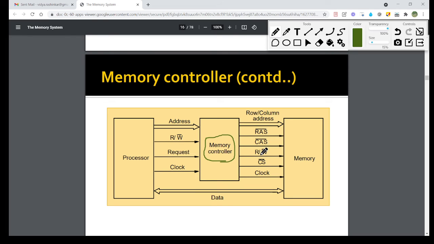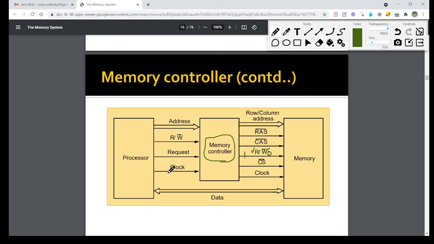Next we have the R/W bar signal. This indicates whether we are writing to the memory or reading from the memory. When this signal is high, it means that we are performing a read operation. When the signal on this line is low, it means that we are performing a write operation. And then the memory, as we have already seen how large memories are implemented. In order to select a particular row, we have to select the chip, and that is done using CS bar, that is chip select bar, which is an active low signal.